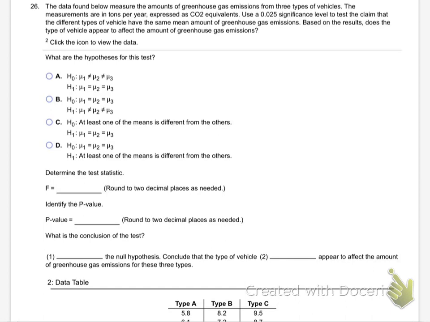Okay, and lastly, question 26. Well, they say, data is found, and 3 types of vehicles. 3. Let's look for the claim. Claim is always the most important part. Test the claim that, here it comes, the different types of vehicles have the same mean. What different types? 3 different types. The claim is that the 3 are the same.